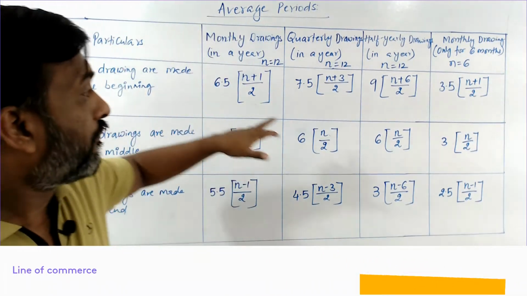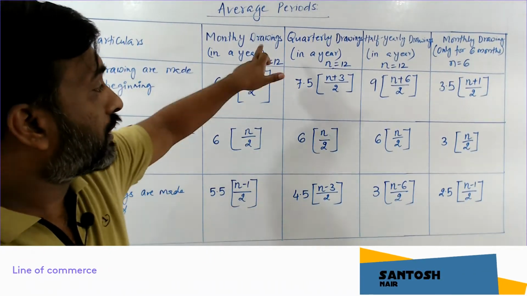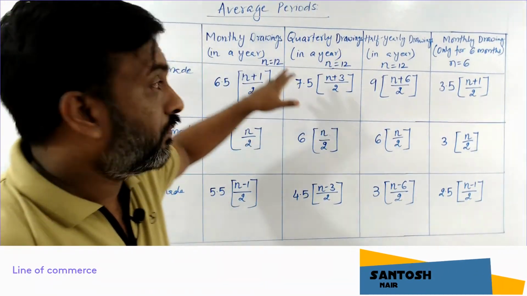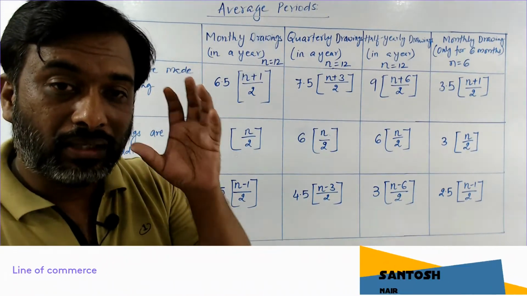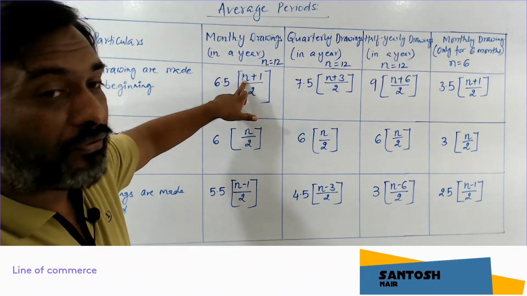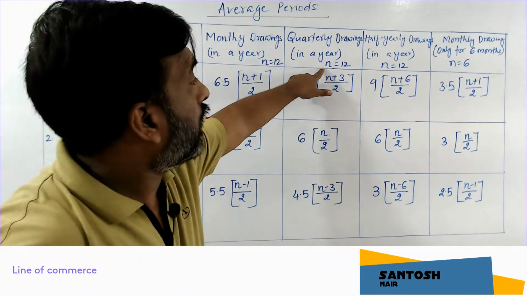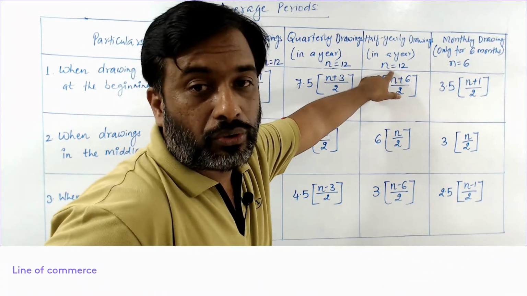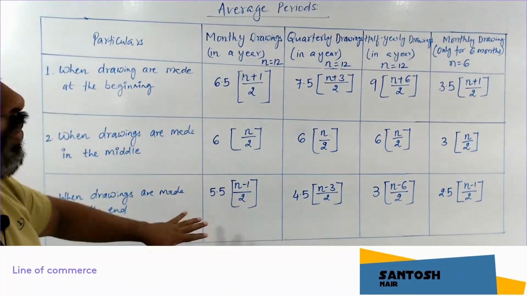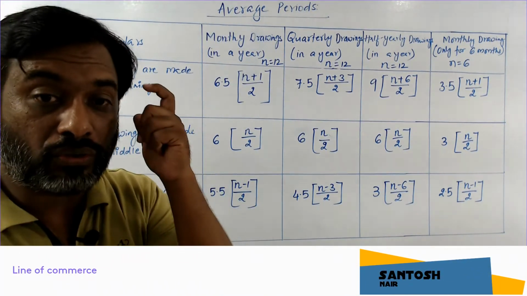Okay, I have made a formula for the first 3 columns, where the drawings are made for the entire year. Please take the value of n is equal to 12. I have written here n is equal to 12 in each. Now let us see what is the trick or the formula to remember this.